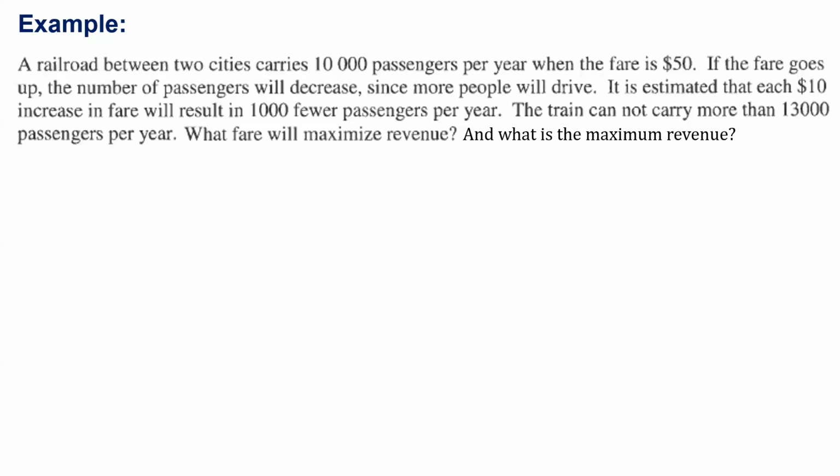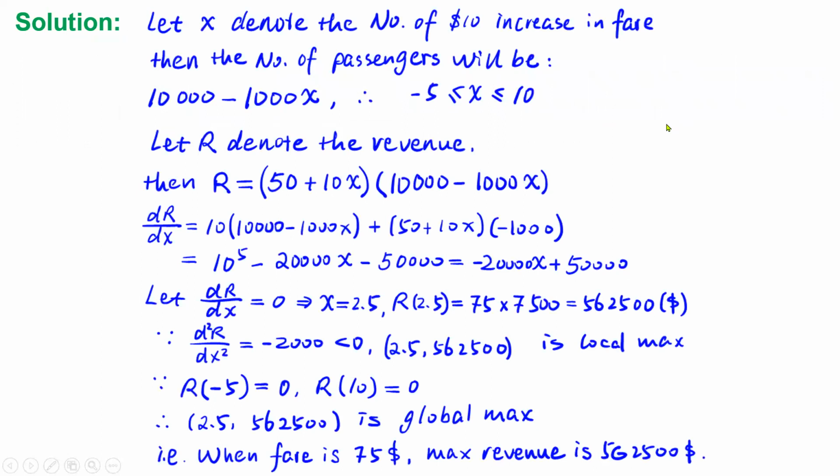Okay, have you finished? Any ideas here? So first of all, what is your target of optimization? Okay, let's consider the solution for this question. We can let x denote the number of $10 increase in the fare, right? Then the number of passengers will be accordingly changed to 10,000 minus 1,000x, right?